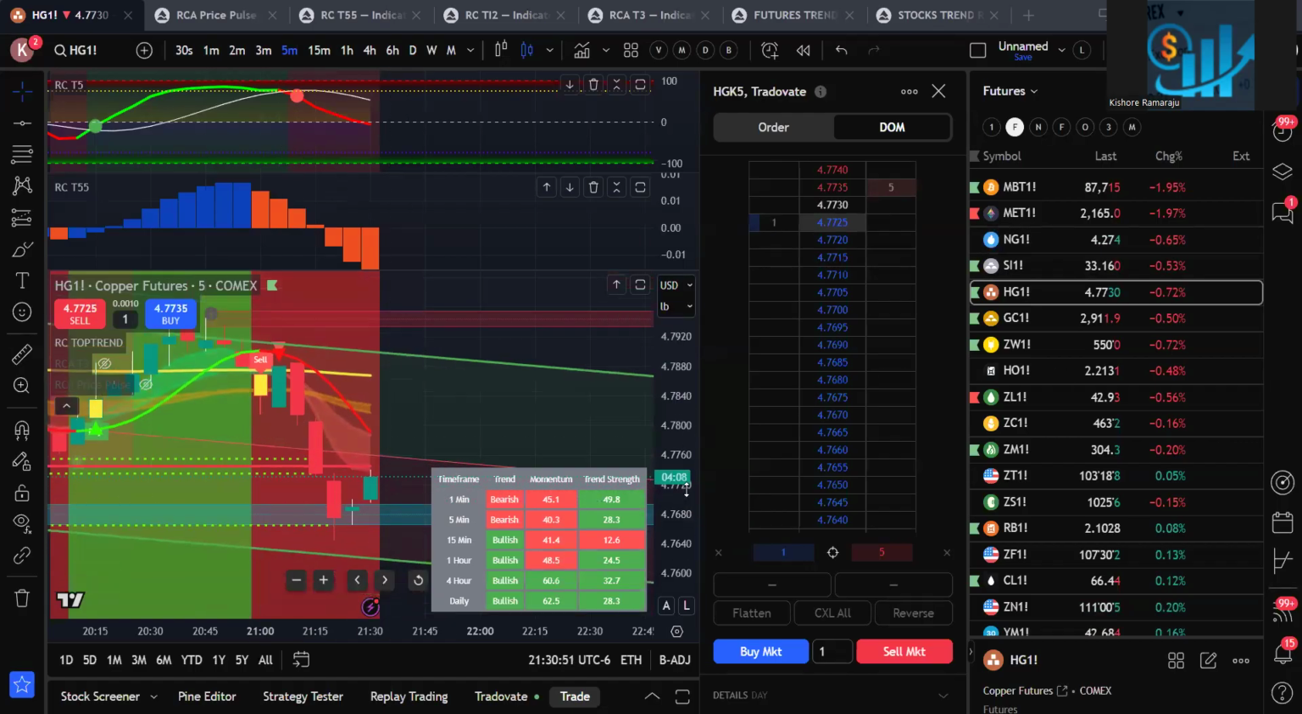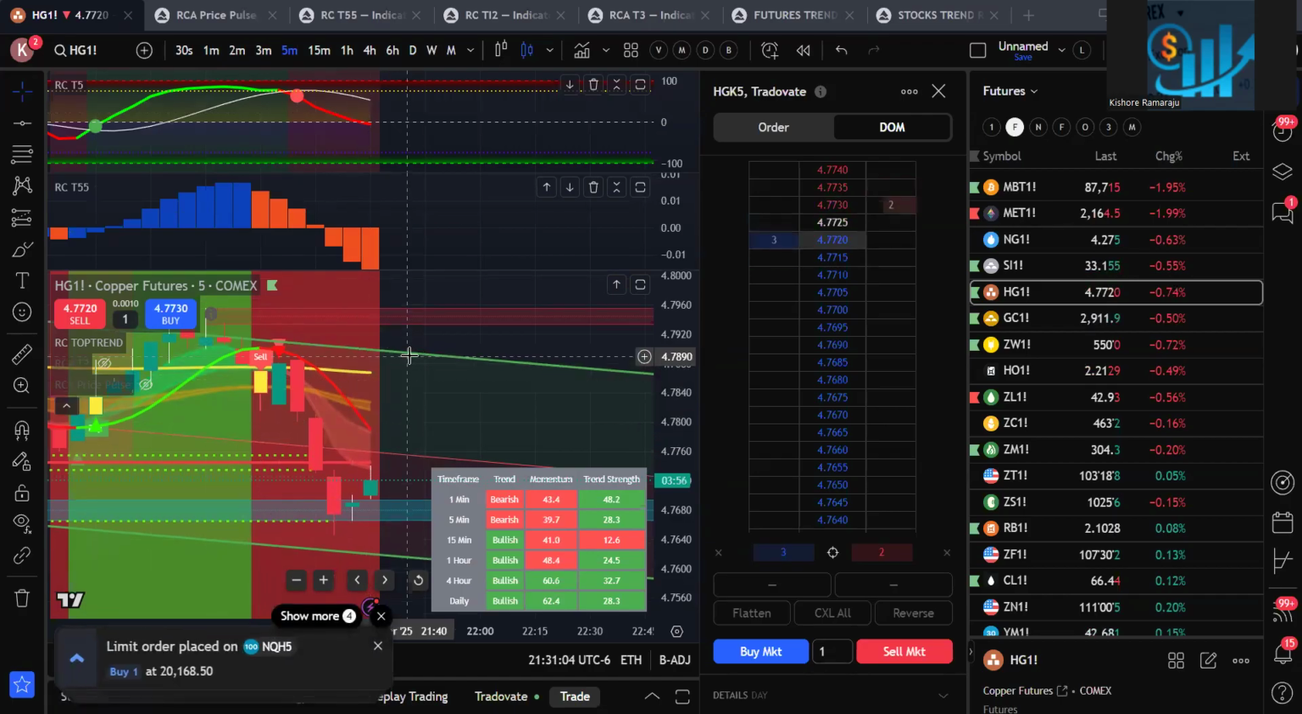And also if you are close to resistance, that is a much better opportunity. So here you are close to the resistance, you got a sell, background is red, your T5, T55 confluence, everything is a perfect opportunity.